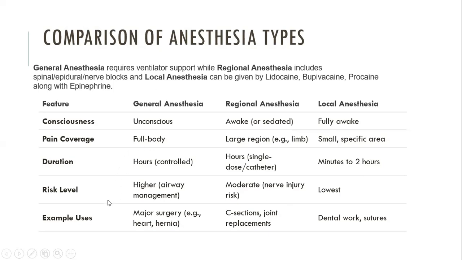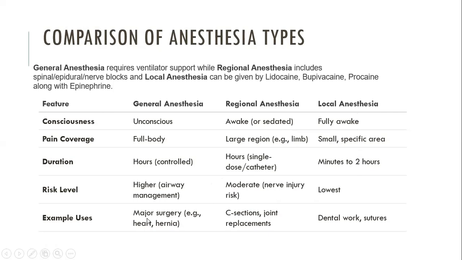Again, the risk level is very high in general anesthesia because you have to manage the complete airway, and there can be risk of aspiration or anything further. Regional anesthesia has a moderate risk factor. The risk can be of nerve injury because you are injecting nerve blocks, so a nerve can be injured. And in local anesthesia, the risk level is the lowest.